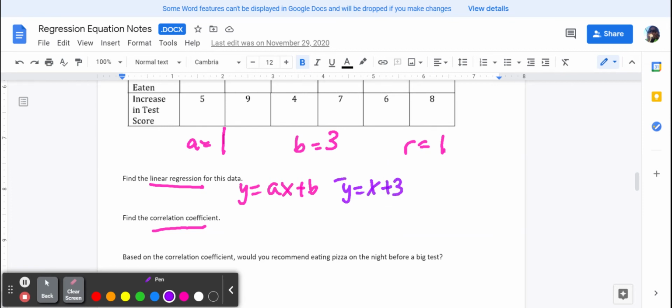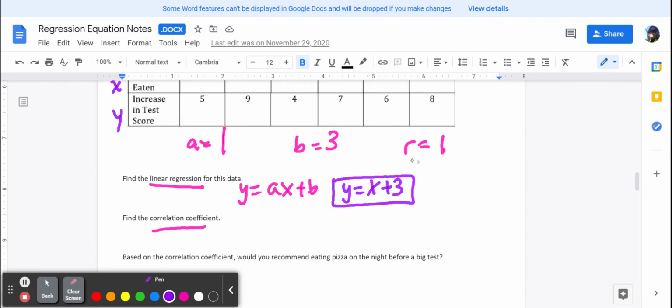Here's my regression model. So if I wanted to predict how many increased points I would have on my test, because remember the number of slices of pizza was x and the test score increase was y, I would put how many pieces of pizza into the equation. If I ate 3 slices, I would plug 3 in for x. 3 plus 3 would mean that I would increase my test score by 6.